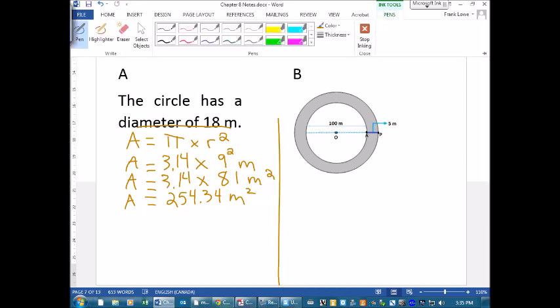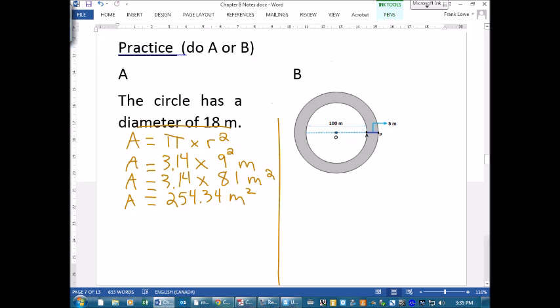Let me change colors. Okay, we're still finding area, right? So we're going to go area equals pi times radius squared. Okay, what am I calculating here? It doesn't even tell me the area of the circle. Oh yeah, we are. Okay, so we have a few things here.